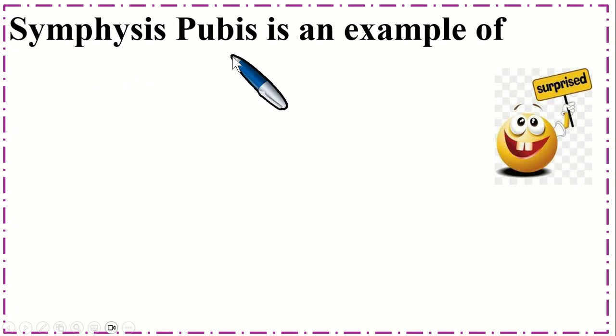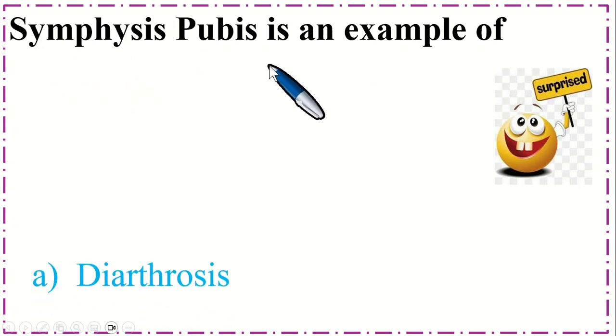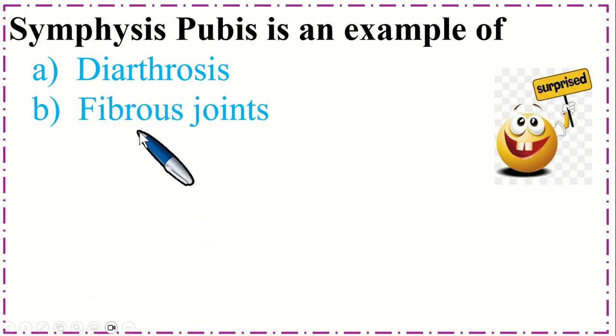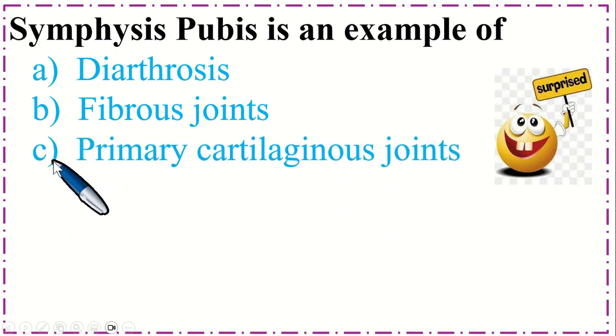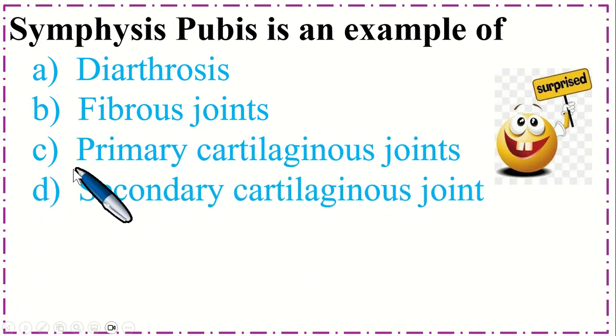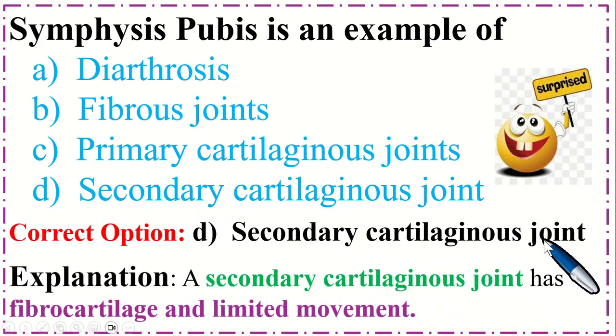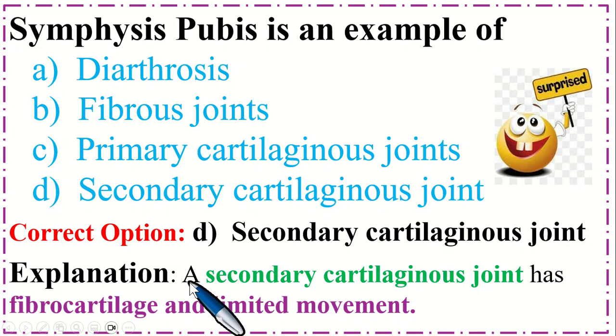Symphysis pubis is an example of option A diarthrosis, B fibrous joints, C primary cartilaginous joints, and option D secondary cartilaginous joint. So the correct option is D, secondary cartilaginous joint. Explanation is a secondary cartilaginous joint has fibrocartilage and limited movement.